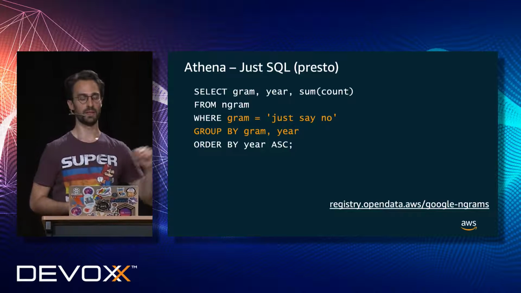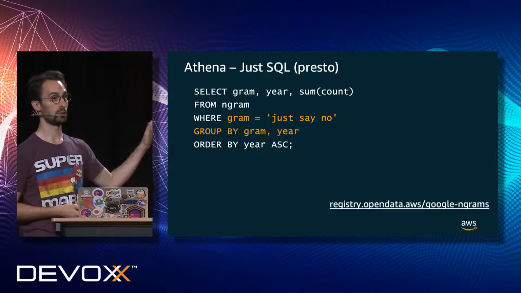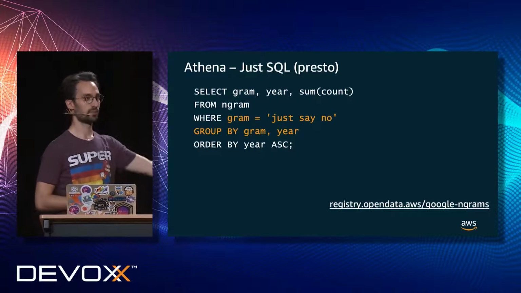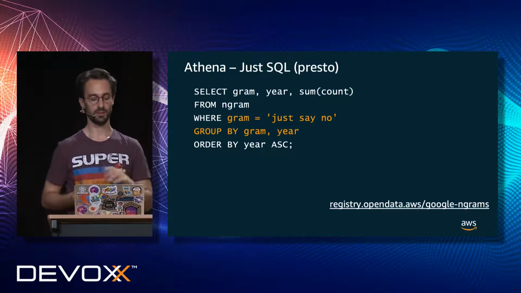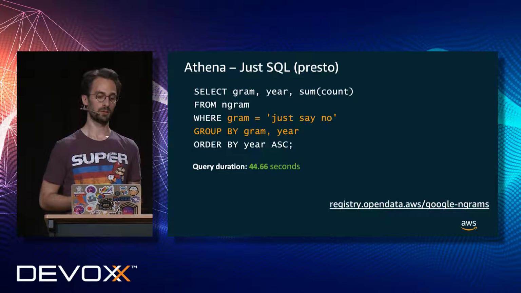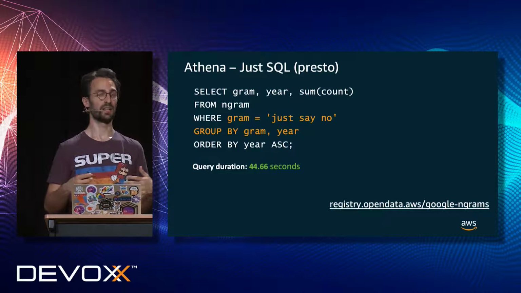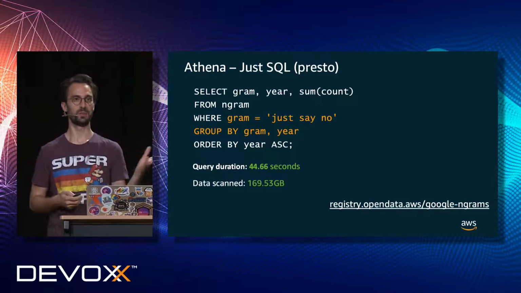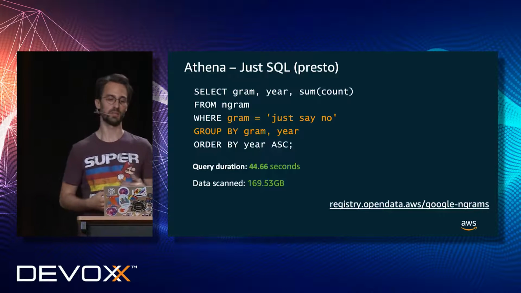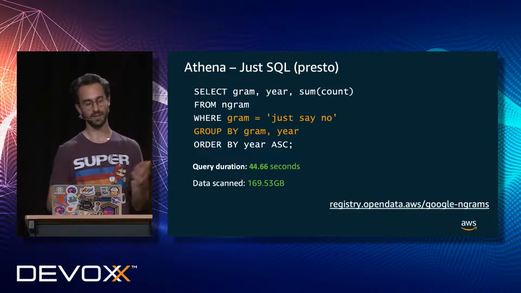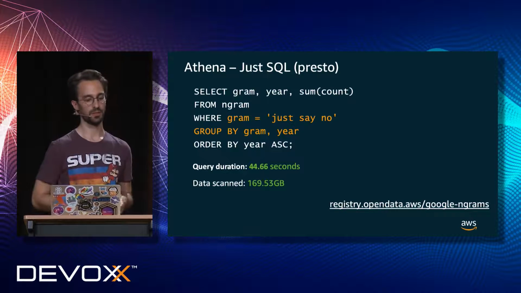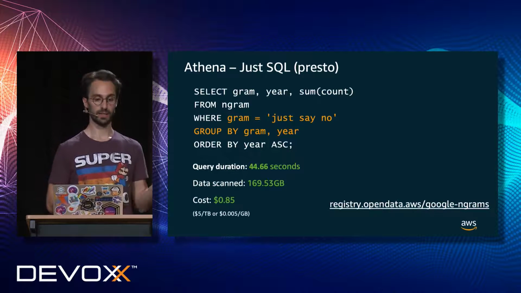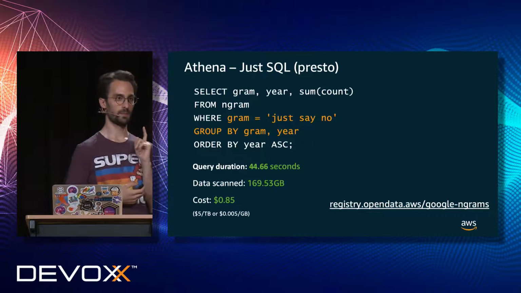So let's take, for example, this data set. It's the Google Ngrams. It's actually available already on S3. We pay for it. You can just query it. If you run this query, which is traditional, regular SQL or Presto SQL, it will run for about 44 seconds because it's scanning, I think, 160 gigabytes of data. If you are familiar with data warehousing, 160 gigabytes of data would take you, I don't know, an hour and a half, or at least 20 minutes, depending on what you're doing. The cost of the query is only 85 cents because the pricing is $5 per terabyte scanned.